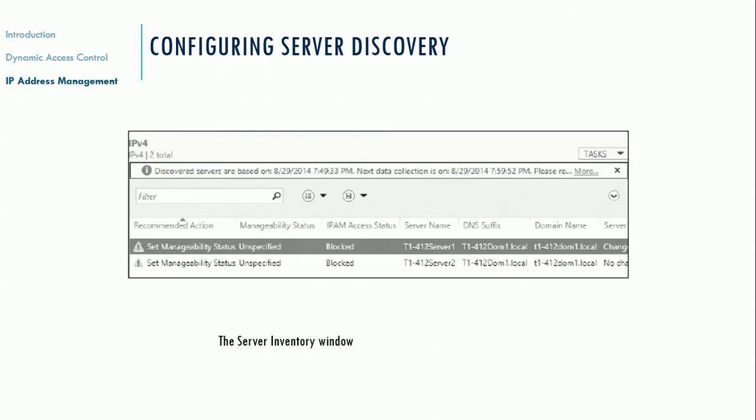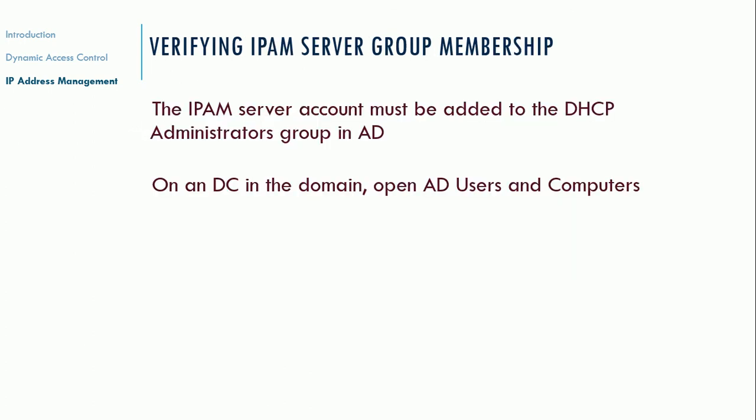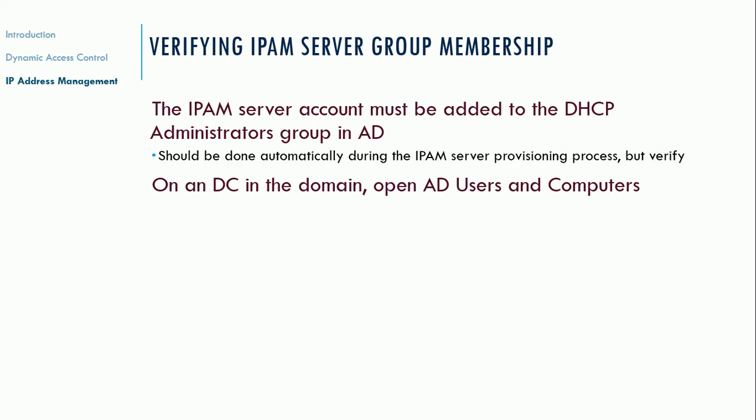So this is the server inventory review that you can see here. Now you can see in this example, IPAM access has been blocked. If you look at that second column, or I'm sorry, the third column, it says IPAM access status is blocked, which means we have a little bit more work to do here. The IPAM server account has to be added to the DHCP Administrators group in Active Directory in order for IPAM to access it. Basically, the IPAM service is running under a user account that also has to have permission to access DHCP on the remote servers. It should have been done automatically during the server provisioning process, but if not, you can do this manually.